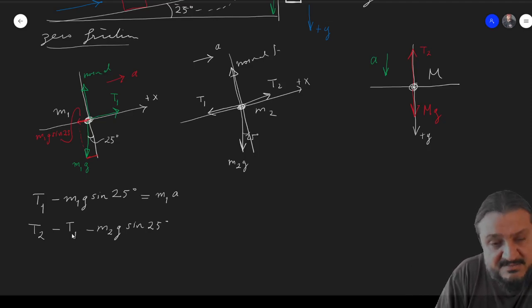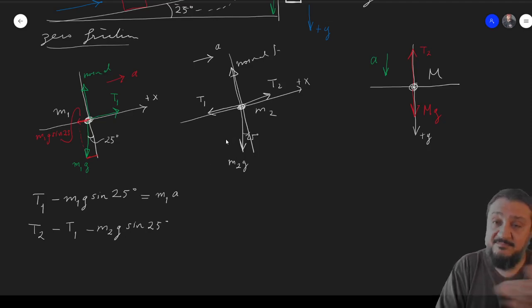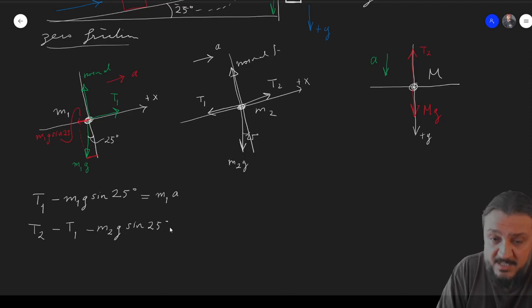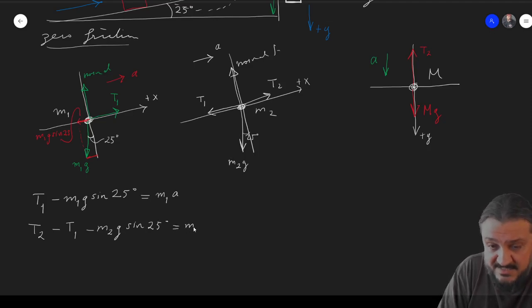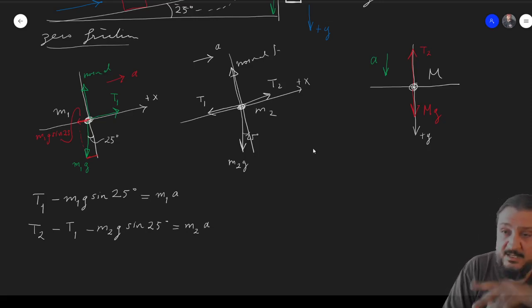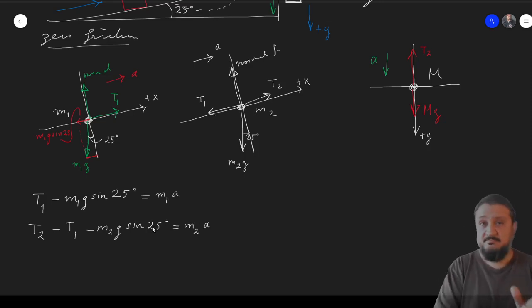So T2 minus T1 minus M2G sine 25 is the net force in the x direction, which has to be equal to mass times acceleration. Which mass? M2. M2 times A. Okay? I need one more equation. At this point, you may say, if you know M1 and M2 and G, why are you not plugging them into your equations? I don't. Okay?